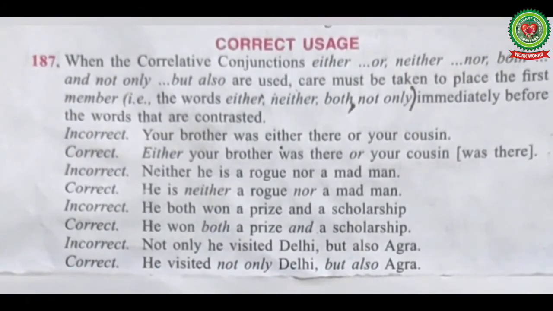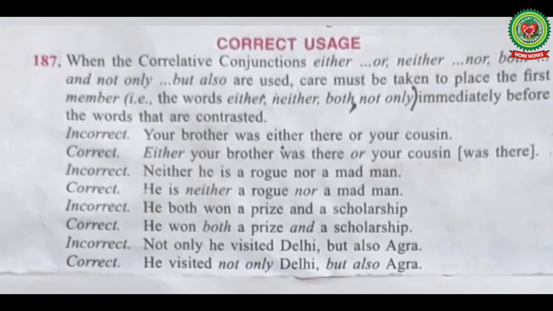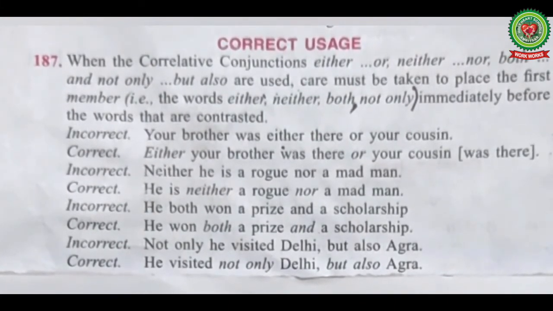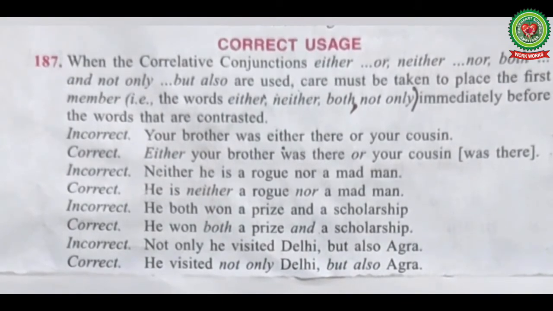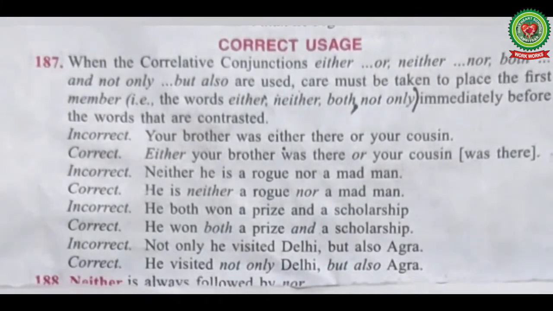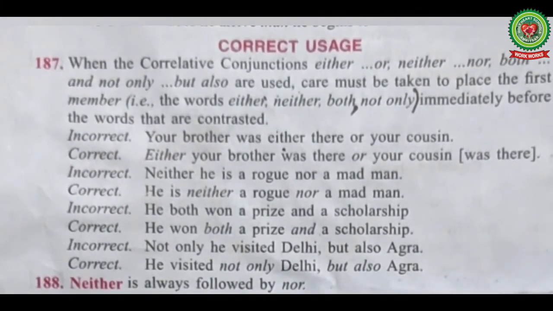He both won a prize and a scholarship. Both should be placed before a prize and and should be placed before scholarship. The correct answer will be, he won both a prize and a scholarship.